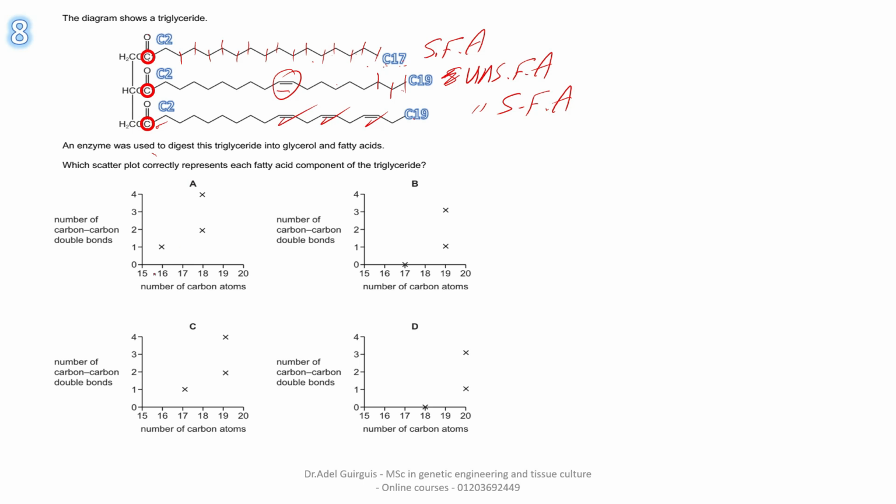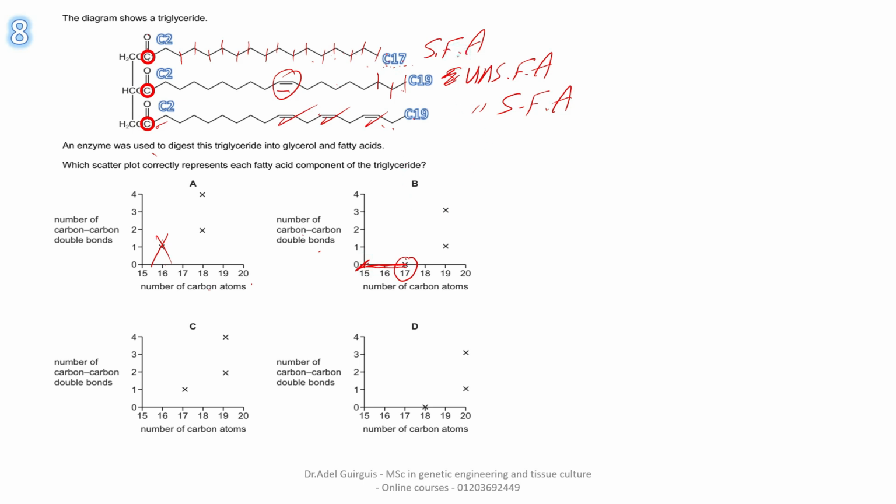Graph A. Here the number of carbon atoms for one of these fatty acids equals 16. There is no fatty acid with 16 carbon atoms, so this is wrong. What about B? Here one fatty acid, 1 out of 3, has 17 carbon atoms but with no double bonds, so 0 double bonds, because it is saturated.